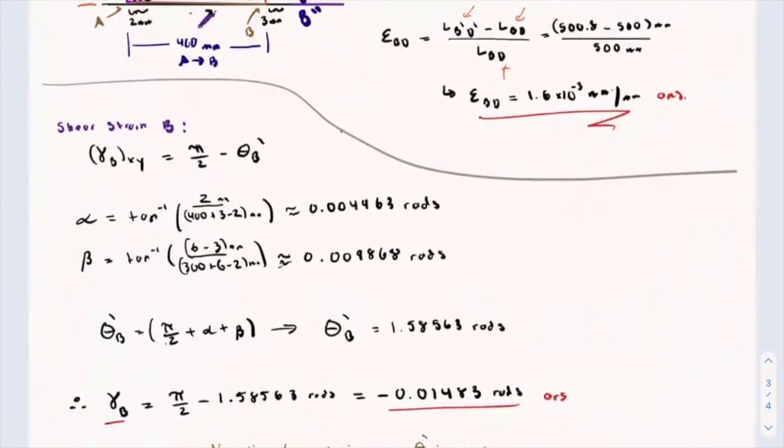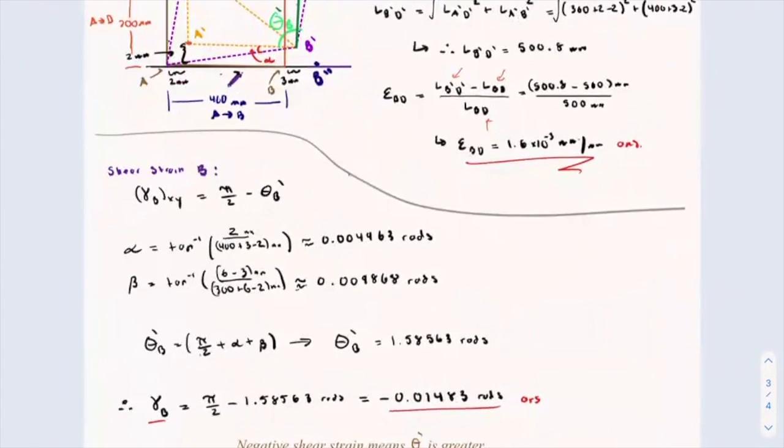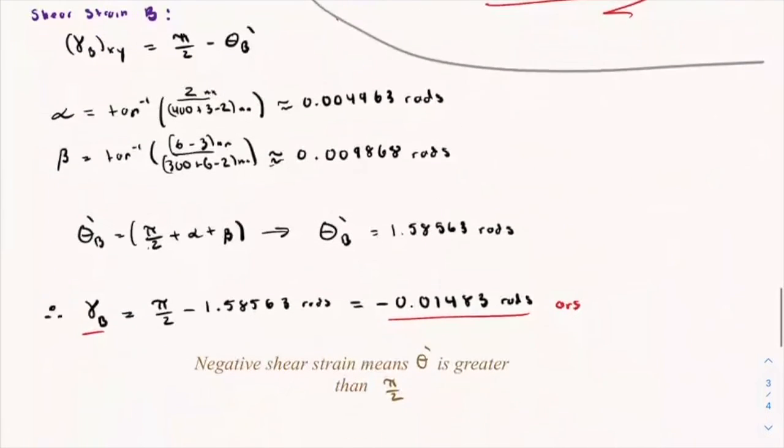0.009868 radians. Now we can solve for theta prime B, which is pi over 2 plus alpha plus beta, which gives us 1.58563 radians. Finally, we can find the shear strain at corner B, which is pi over 2 minus 1.58563 radians, which equals negative 0.01483 radians. And negative shear strain means that the angle is greater than pi over 2.